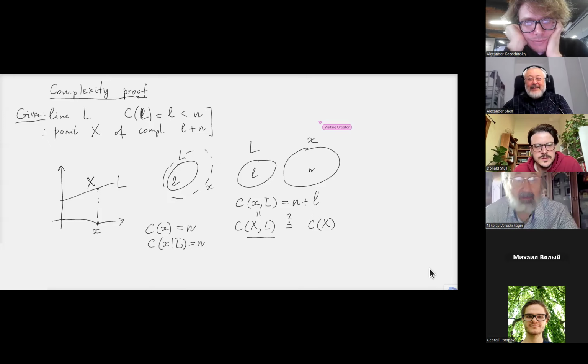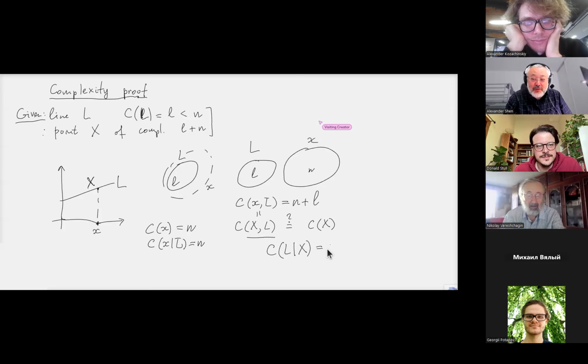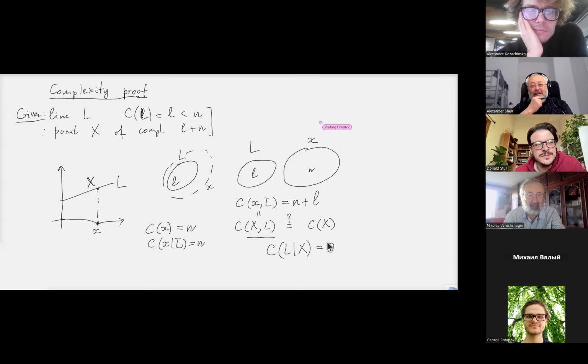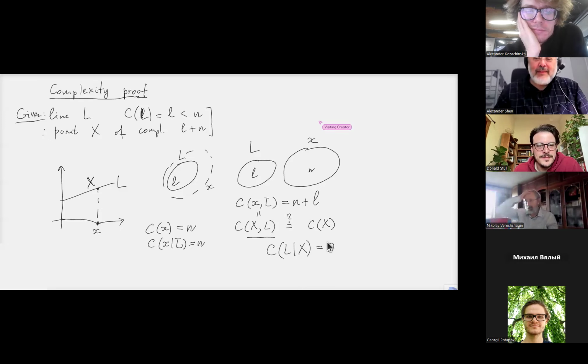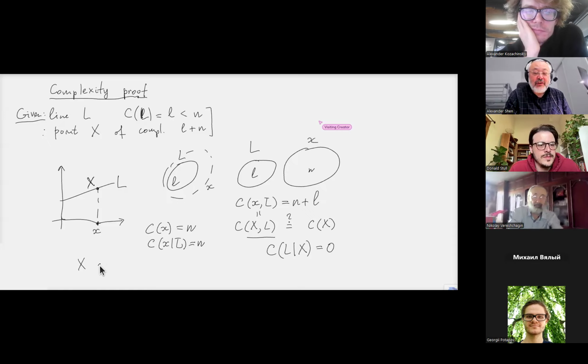But probably it's not the case, because this means that the line can be determined from x. This means that the complexity of L given x is 0. No, not 0, but log n. But it can't be derived from the fact that the complexity of x given L is maximal. In fact, it can. Let me explain. So imagine, how can we reconstruct the line L given x? Do you have an idea how to find L?